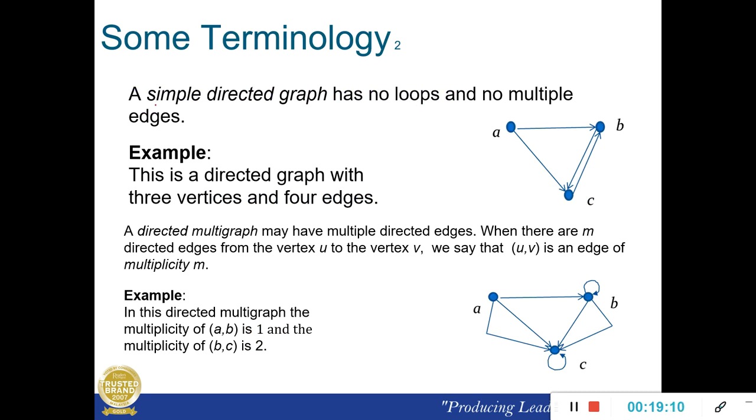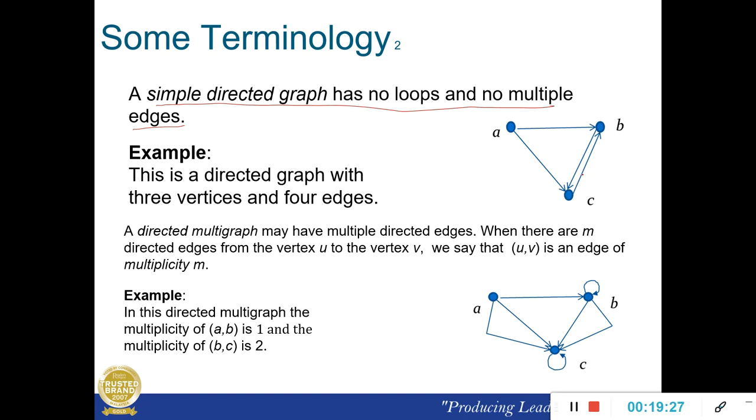Okay, a simple directed graph has no loops and no multiple edges. You can see here B and C. If this is undirected, you can say that this is not a simple graph. You can say this is a multigraph.